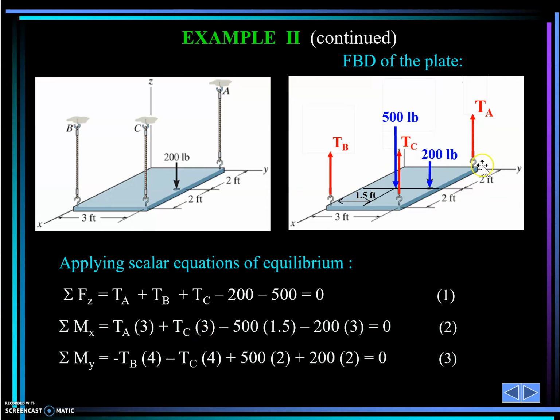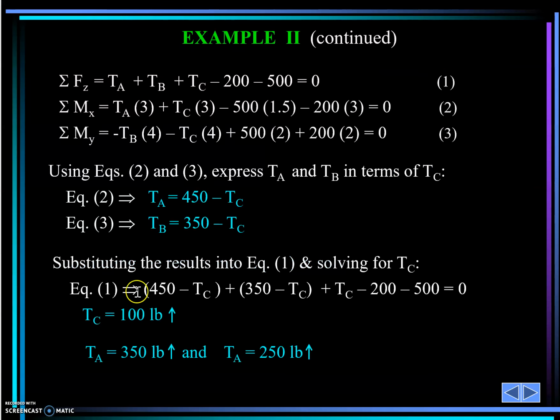Sum of moment about y. Same thing, forces times distance. So you end up with this equation. So you do have those three equations in three unknowns, TA, TB, TC, and you can solve them and you can find out the answers as you can see right here. These are very good examples that I want you guys to familiarize yourself with and be able to solve.